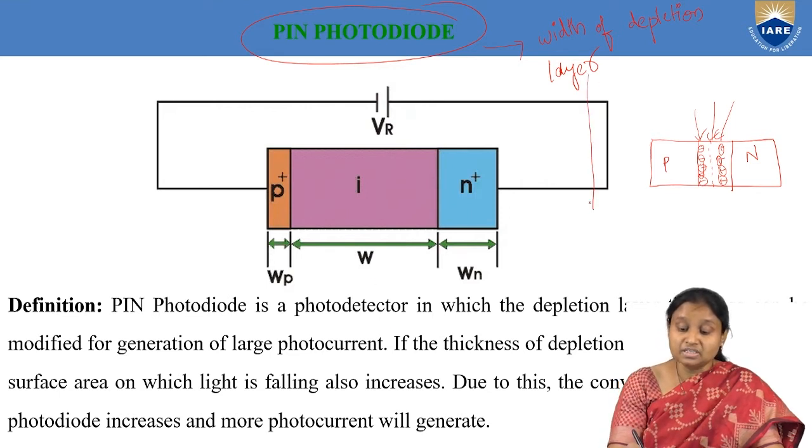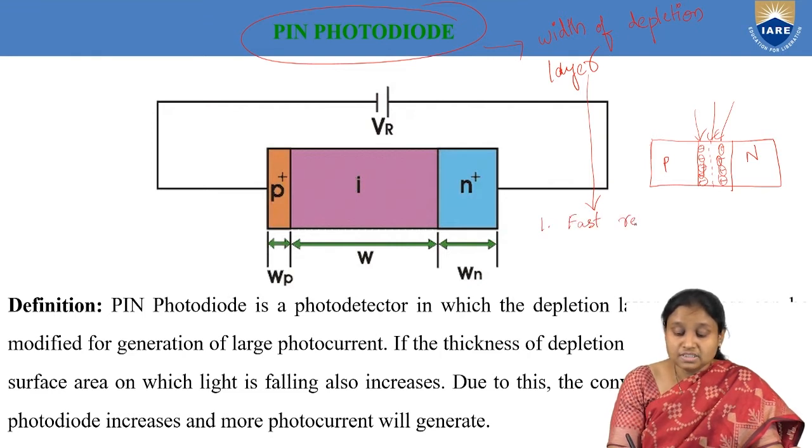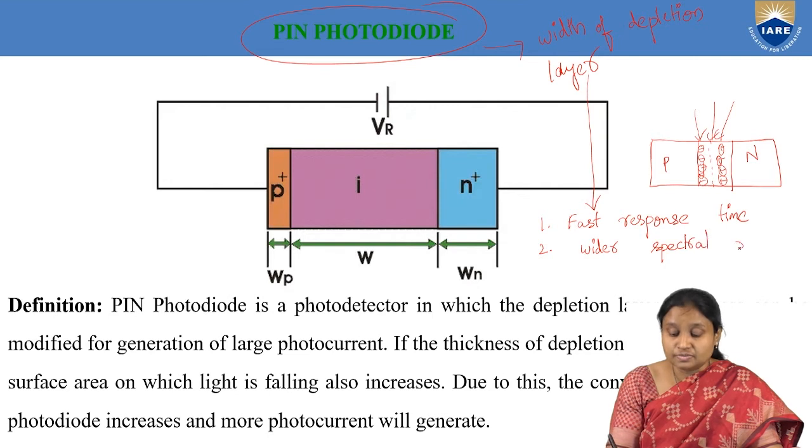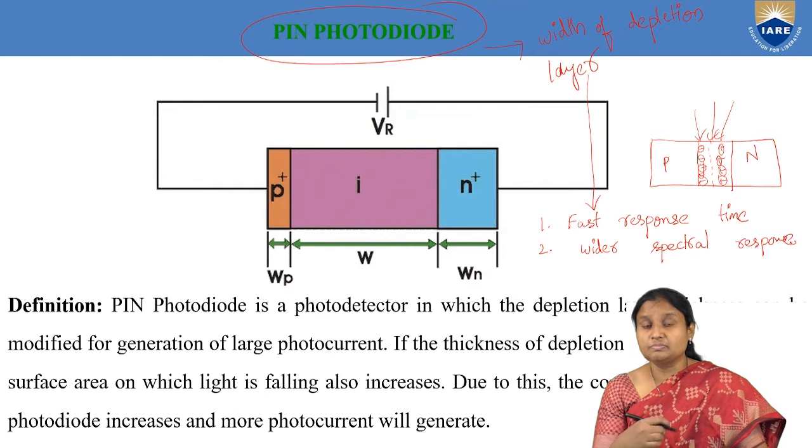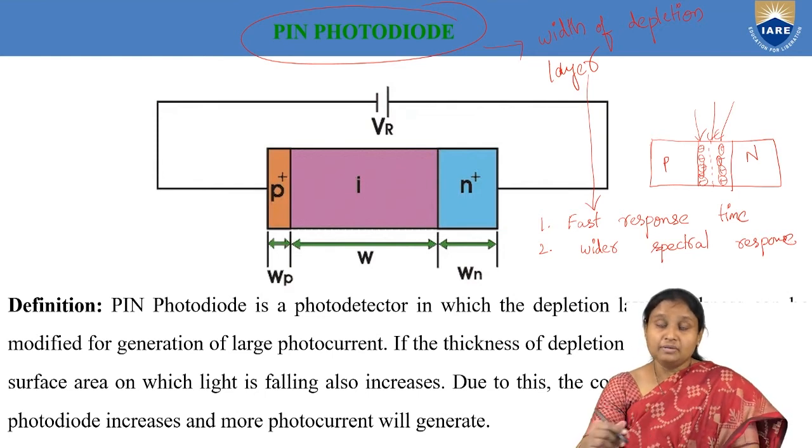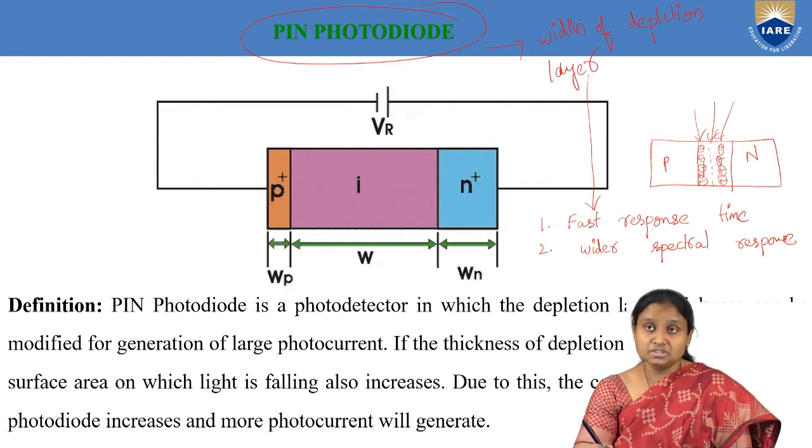And what is our main intention behind increasing the width of the depletion layer? There are two advantages of the pin photodiode. The first is fast response time, and the second is wider spectral response. So these are the two important characteristics. In these two ways, it is better than a normal photodiode. Because of these two features, we go for this increased width of the depletion layer.